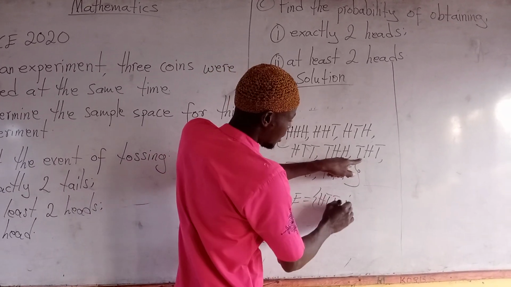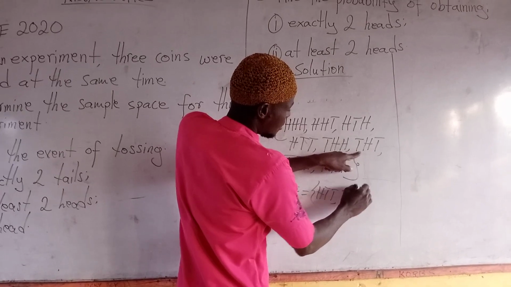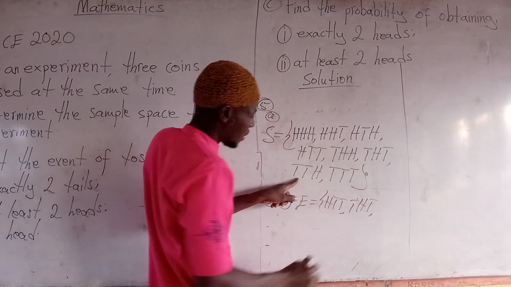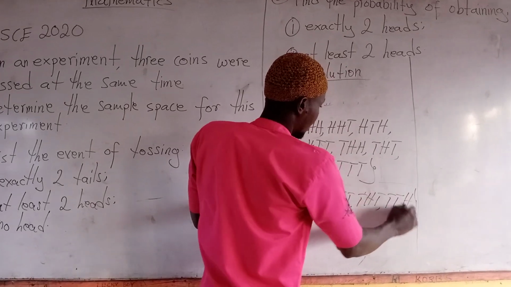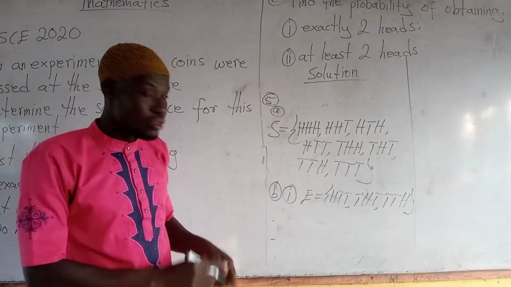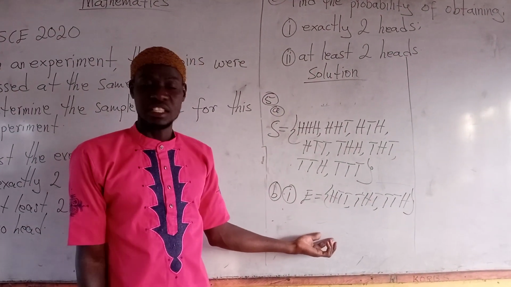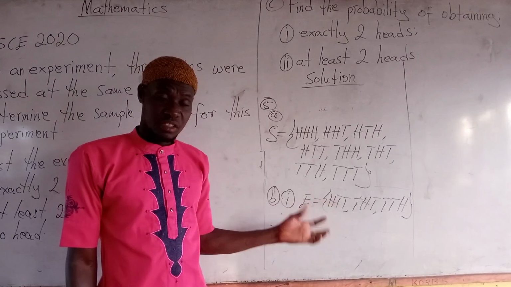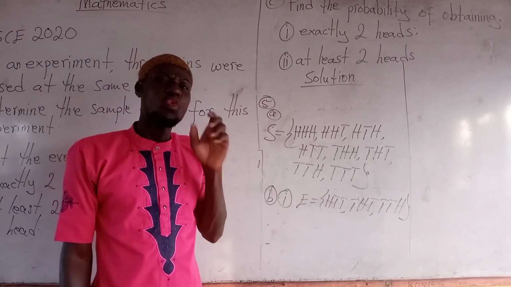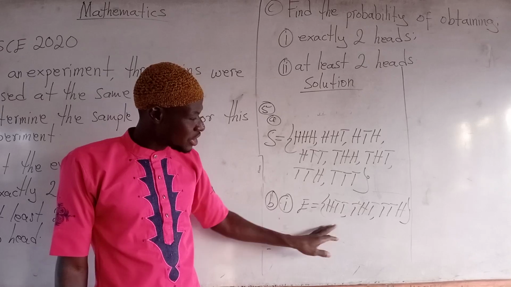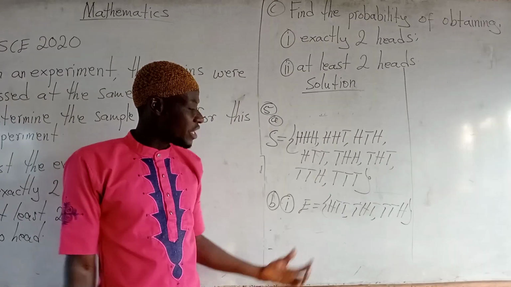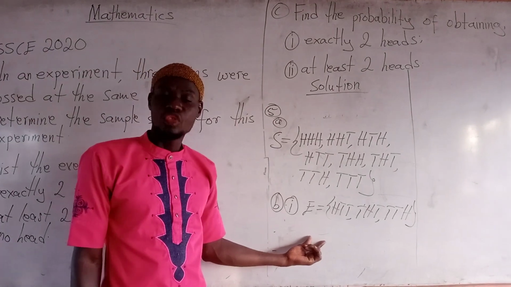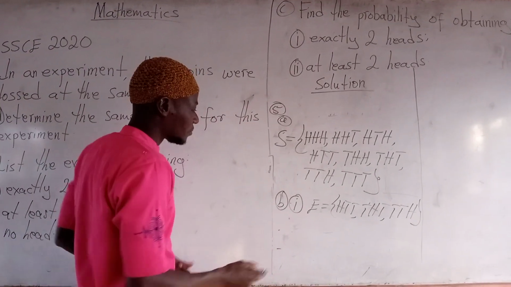Then we have tail, head, tail. Then we have tail, tail, head. And this will give you the event for throwing exactly 2 tails. These are the sample points that contain exactly 2 tails. So this is what we have: 1, 2, 3 sample points making up the event for throwing exactly 2 tails.